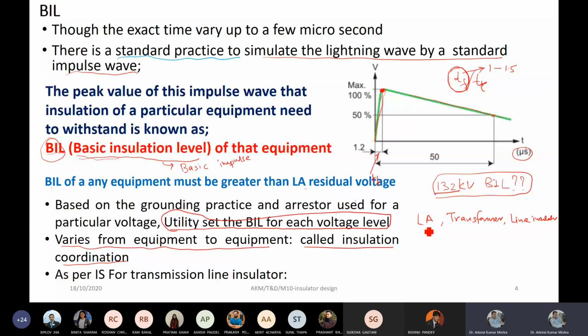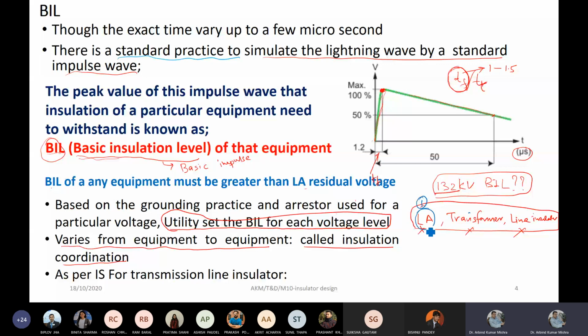If you put all these at the same insulation level, what will happen? Once that voltage reaches, this will also fail, this will also fail, this will also fail, and that we don't want. We want that none of these should fail. But if one has to fail, then the first lightning arrestor should fail, because the intention of this lightning arrestor itself is to protect the transformer and line. So that means the BIL of the lightning arrestor is the least among these three.